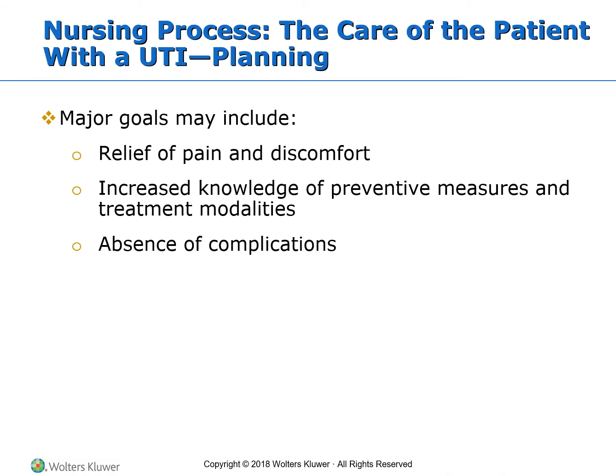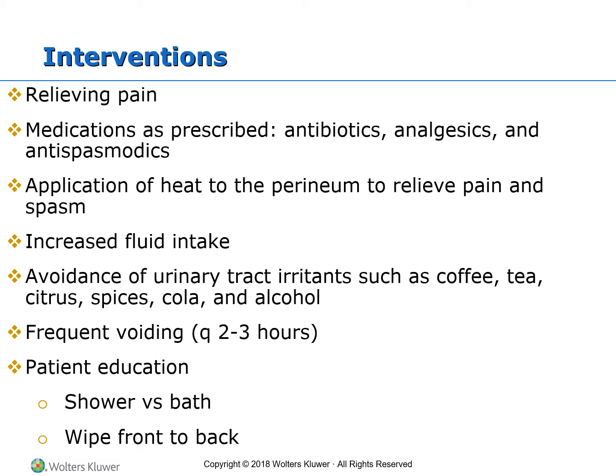Major goals for patients with UTIs: if they have any pain or discomfort, you want to relieve it. They might not have any pain or discomfort, just might be going to the bathroom more often, so they'll have frequency and urgency, and those might be the only symptoms that they have. So the main thing is to teach them preventative measures so that they don't have UTIs. If they do have pain, they can get analgesics. They can have warm sitz baths or a warm washcloth to the area because that can help.